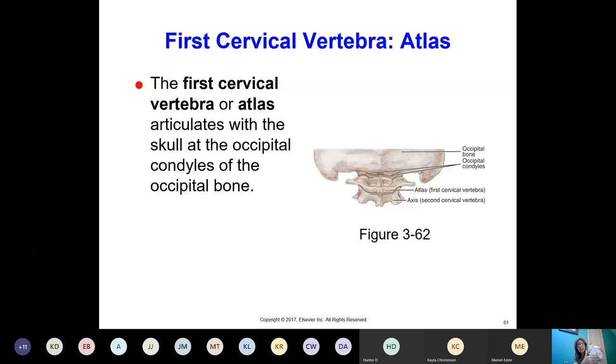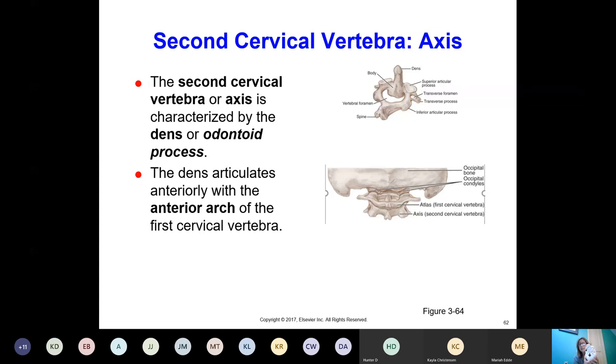The second vertebrae is the axis. So atlas, axis, AT comes before AX. Atlas is first, axis is second. It is characterized by the dens or odontoid process. I don't have a model of that, so I can't show you that, but you can see it on the picture. It would be a worded question, and it would be about the dens or odontoid process.